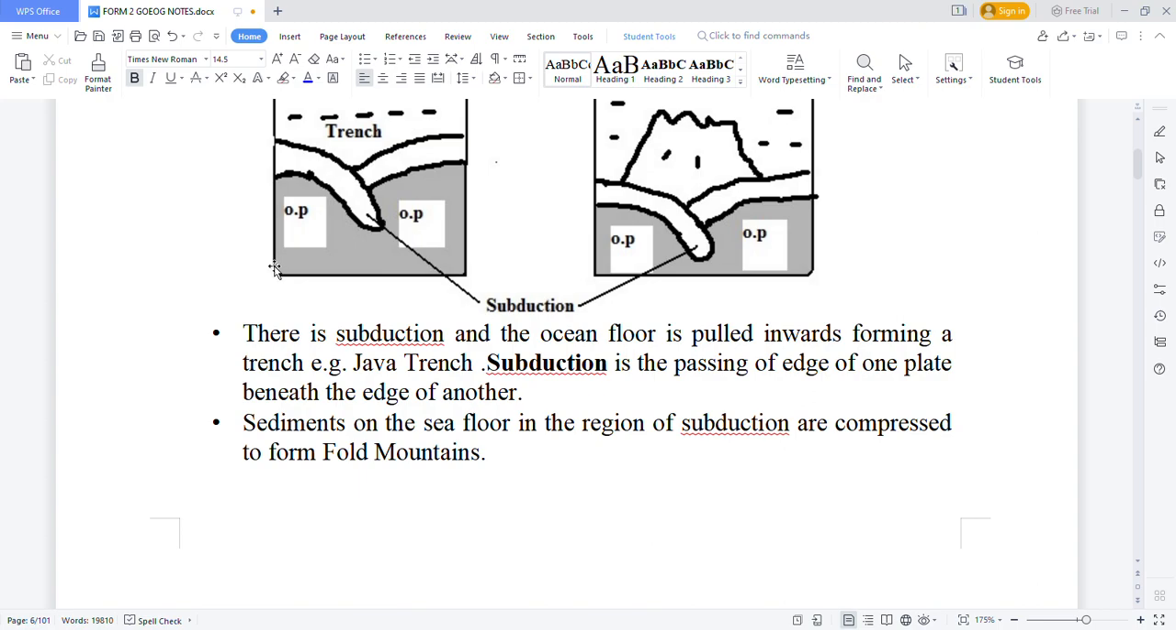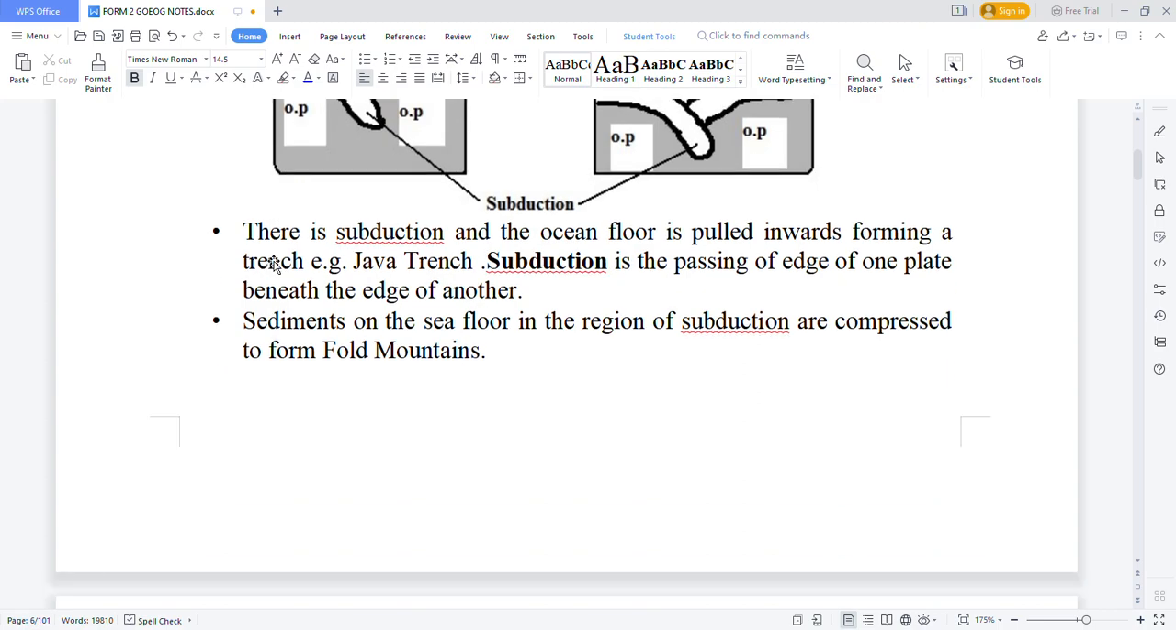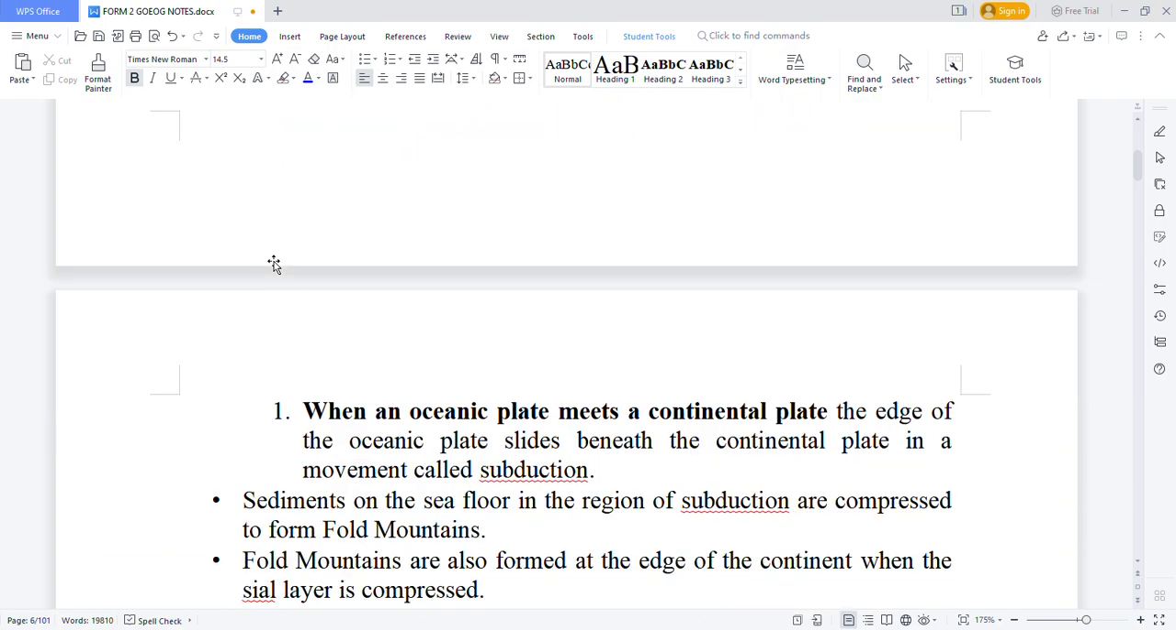Subduction is the process of the edge of one plate passing beneath the edge of another. Sediments on the sea floor in the region of a subduction are compressed to form fold mountains.